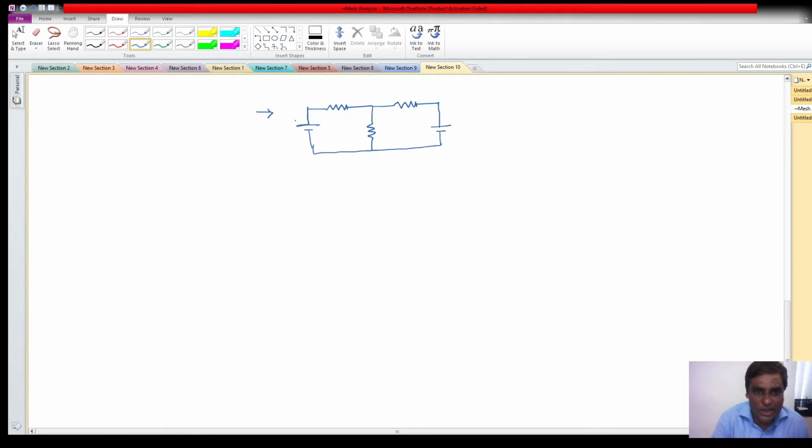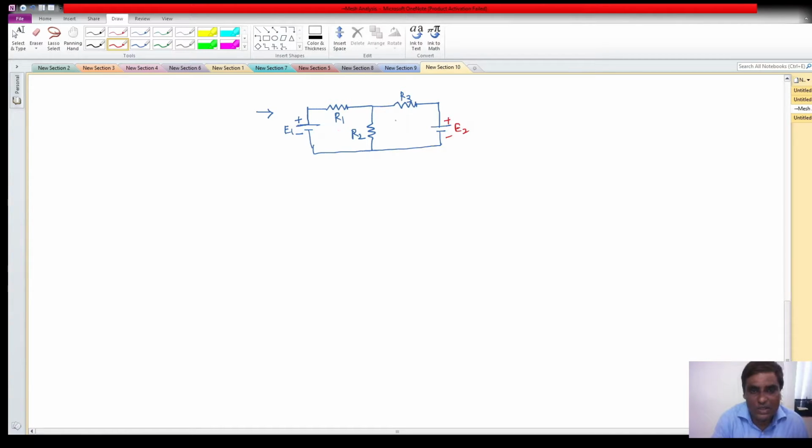So let me name the battery. So suppose this is my E1 with the given polarity. This is for example R1. This is R2, and this is my R3. Okay. Now suppose this is one more thing. These are my polarities and named it as E2. Okay. Now find out the meshes.